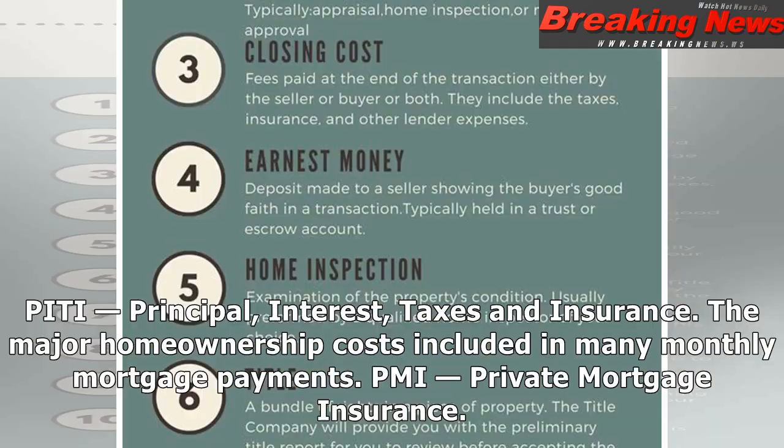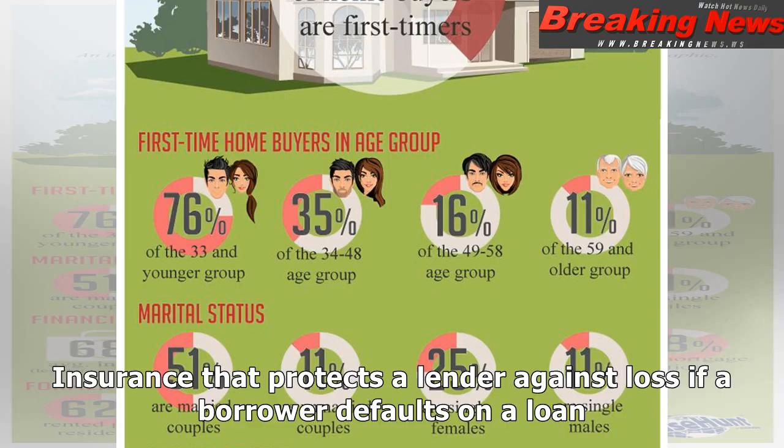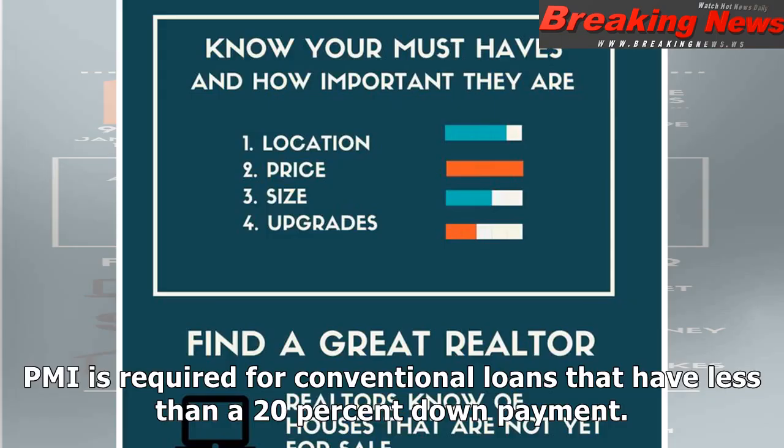PITI, principal, interest, taxes and insurance. The major home ownership costs included in many monthly mortgage payments. PMI, private mortgage insurance. Insurance that protects a lender against loss if a borrower defaults on a loan. PMI is required for conventional loans that have less than a 20% down payment.